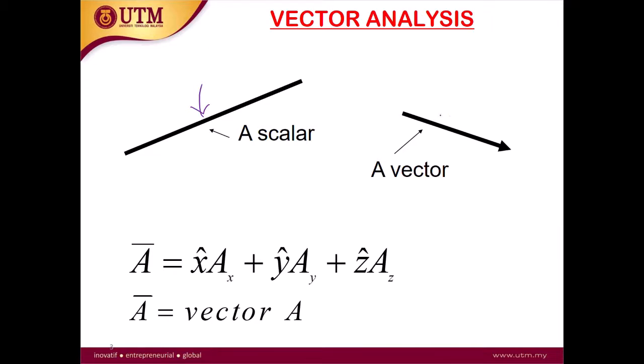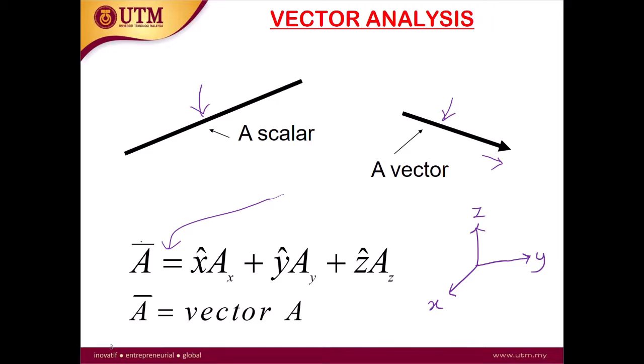And then another thing, it has a magnitude and also an arrow that represents its direction. So the second element is a vector. The vector can be represented in this form. For example, this is a Cartesian coordinate, where we have the x, y, and z axis.